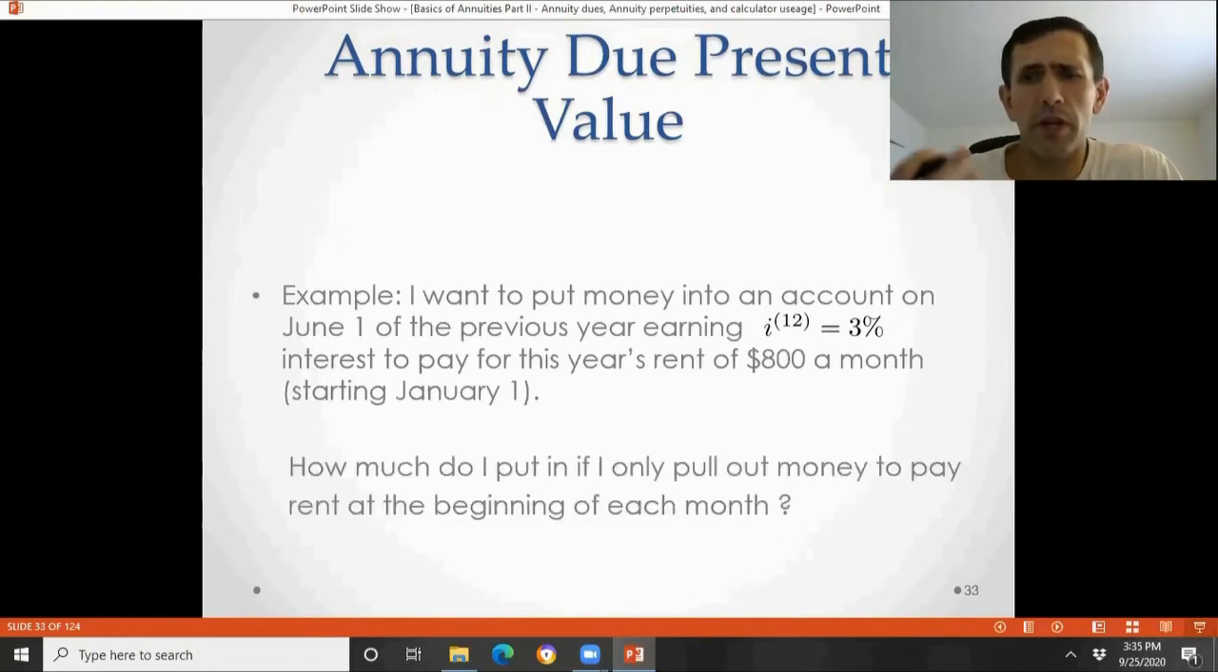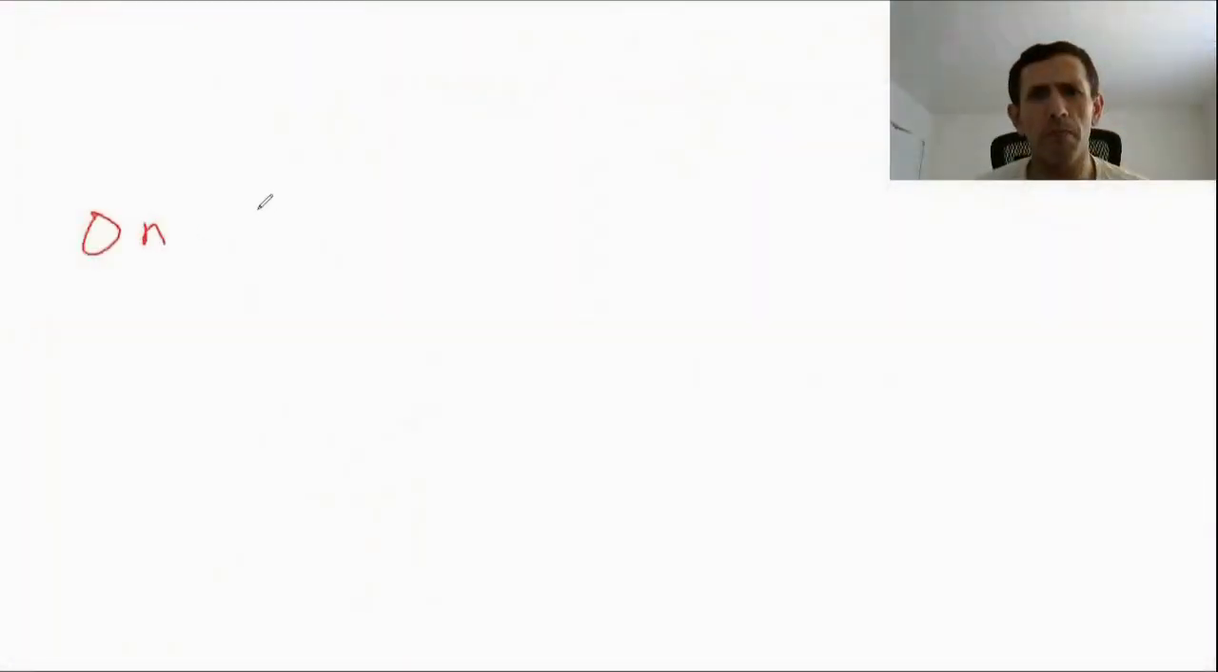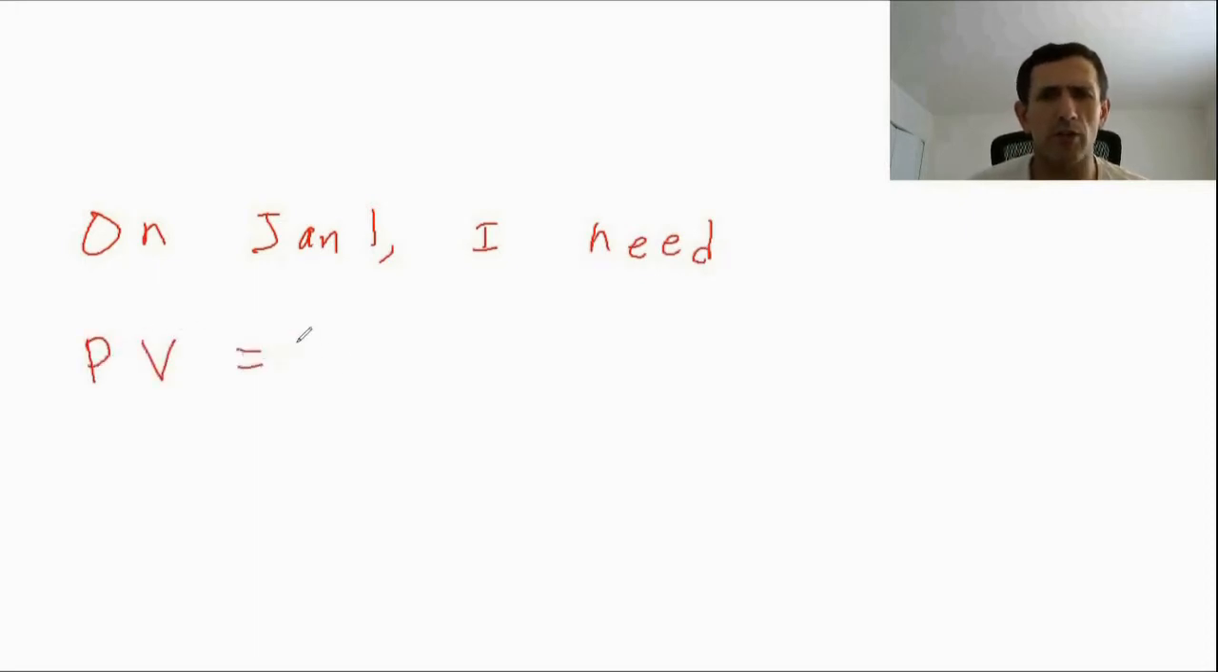How much do I put in if I only pull out money to pay for rent at the beginning of each month? And again, I don't want to put in a penny more than I need to into this account to pay for rent. So on January 1st, well, you need exactly the present value of the rent payments, which is $800 per month.